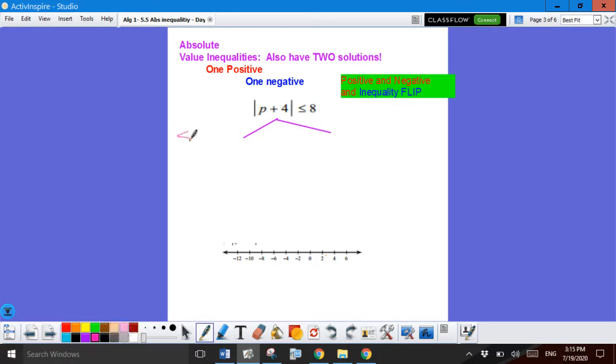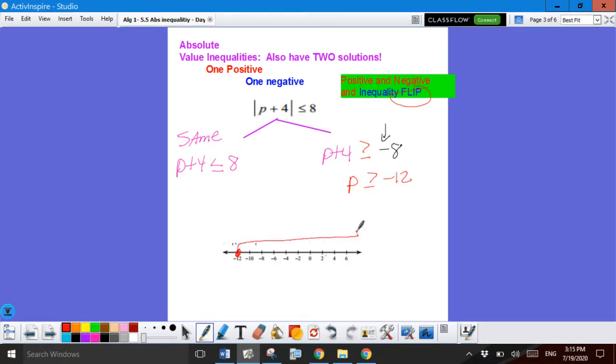Now, the positive side, everything stays the same. So p plus 4 less than or equal to 8. That one is exactly the same, okay? The other side, there's two changes. So the p plus 4 is going to stay the same. The first thing that's going to change is my 8 becomes a negative 8, okay? So that's the first thing. The second thing that has to change, because I made that negative, is I'm going to have to flip the sign. So this is no longer less than, this is greater than. So then I end up with p is greater than or equal to negative 12.